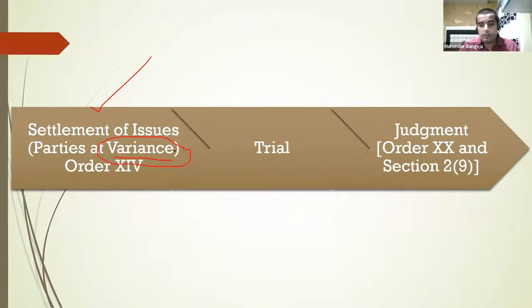But if Anu says that I was not ready and willing to perform my part, and I say I was ready and willing to perform my part, then we are at variance, and an issue will be framed whether Mahendar was ready and willing to perform his part of the contract.